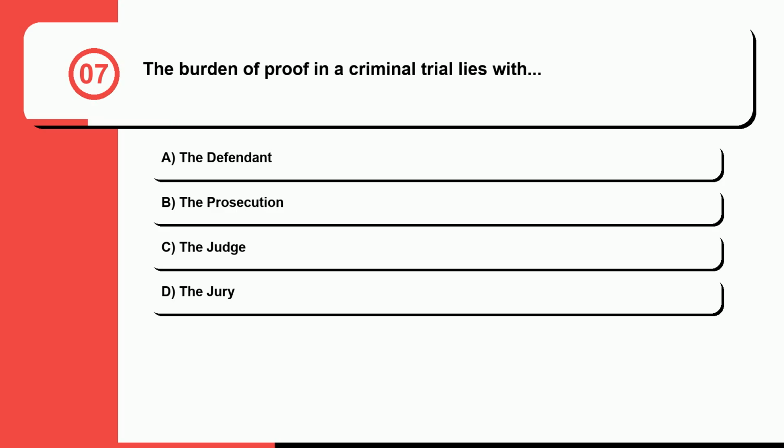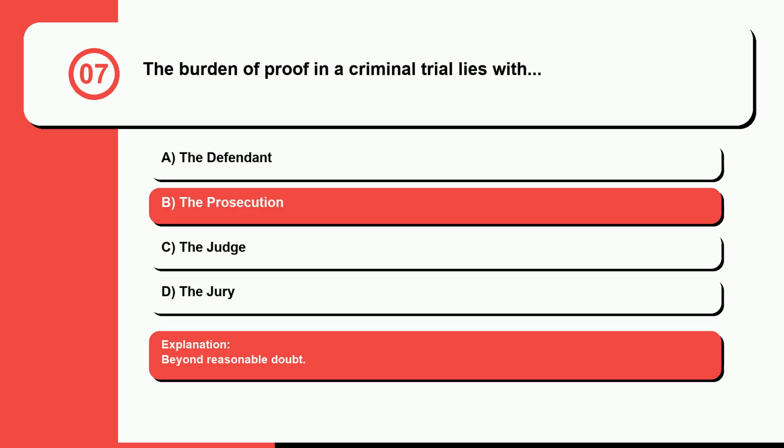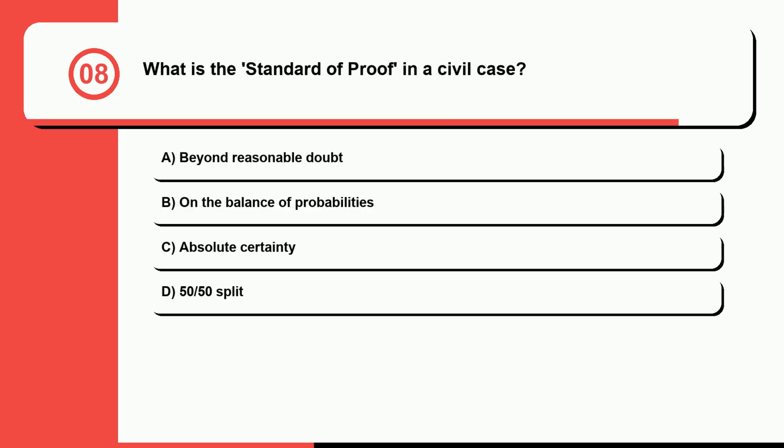Question 7. The burden of proof in a criminal trial lies with A. The defendant. B. The prosecution. C. The judge. Or D. The jury. The correct answer is B. The prosecution. Beyond reasonable doubt.